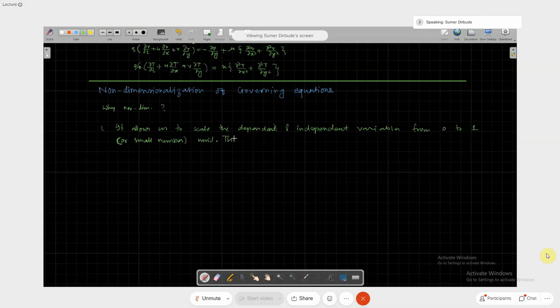This helps in computation. This helps in minimizing round off errors which may arise during the computations. I already told you about round off errors. Many CFD people will always normalize or non-dimensionalize these equations and do simulation so as to get accurate results. Many CFD experts do not know this.